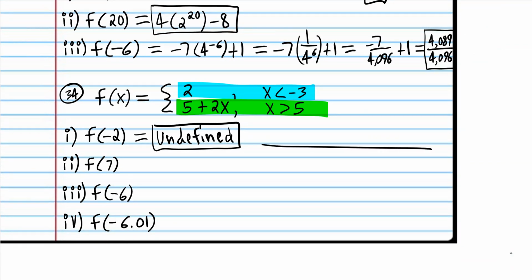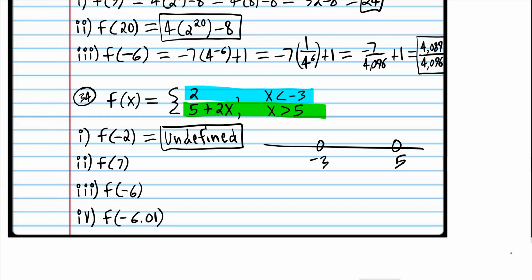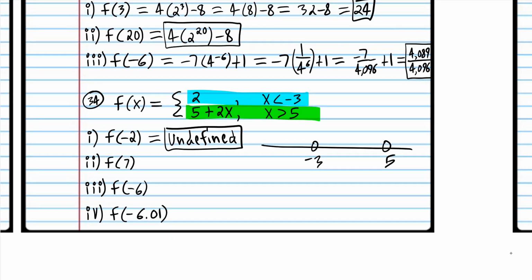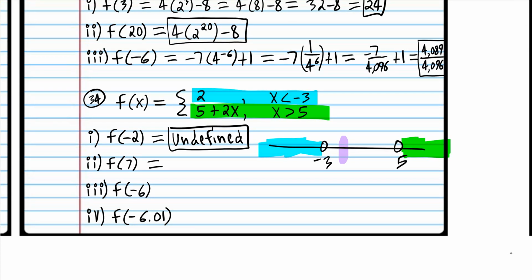In this case, we have -3 with an open dot because x is less than, but not less than or equal to. If it's less than or equal to, then we fill the dot in. And x is greater than 5, so we use the green expression or we use the blue expression. And if anything falls in between here, which in the case of -2, it did fall in between there, then the function is undefined. Okay, so is 7 in the blue region, the green region, or the purple region?